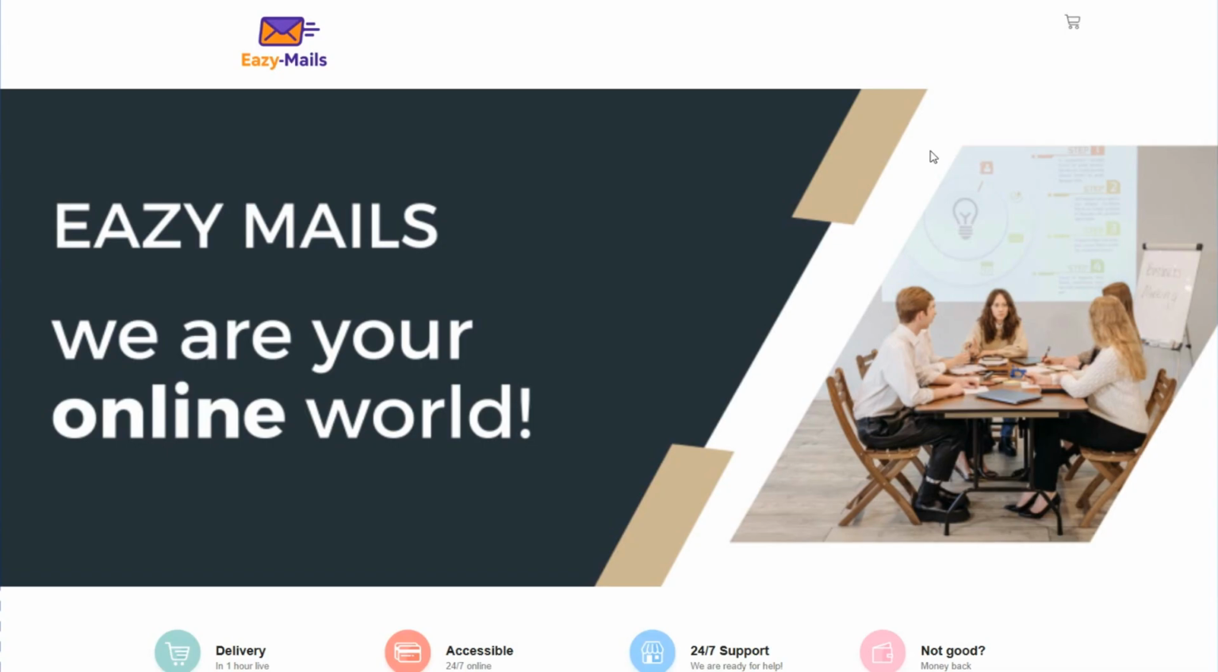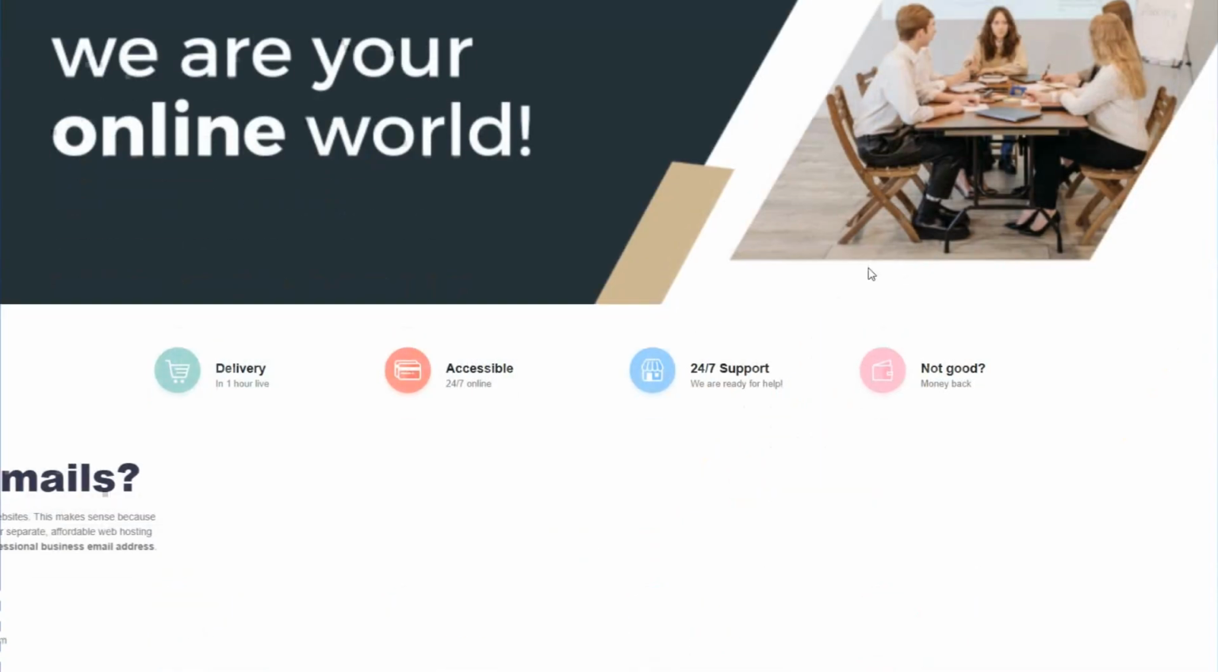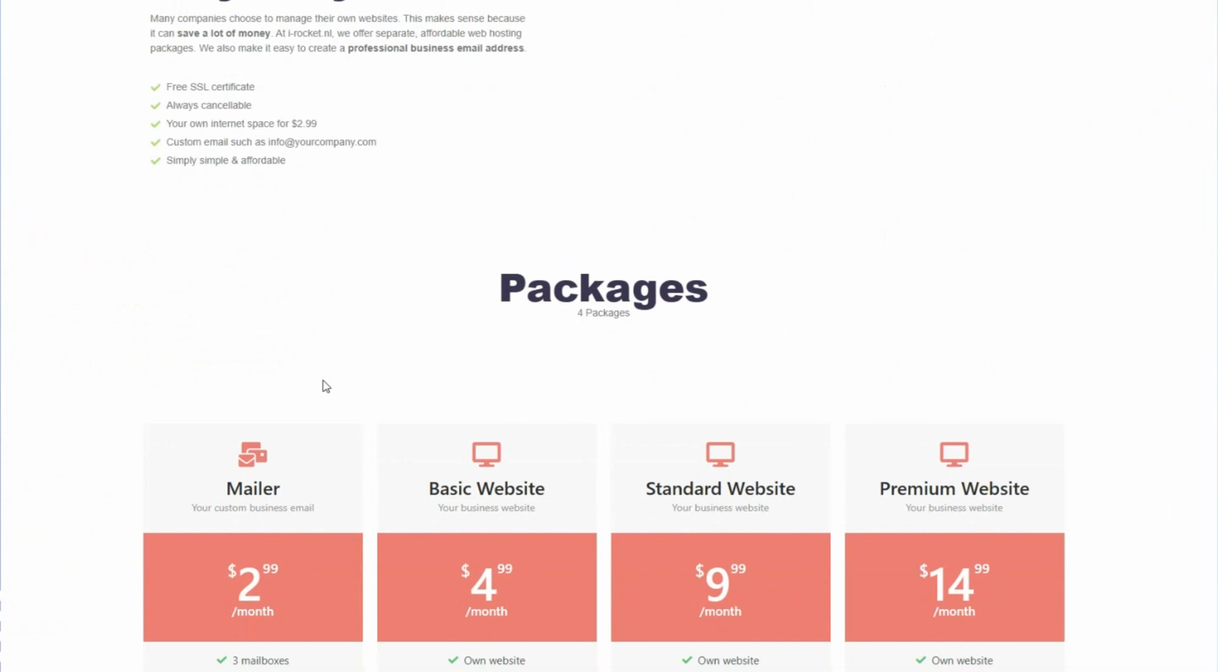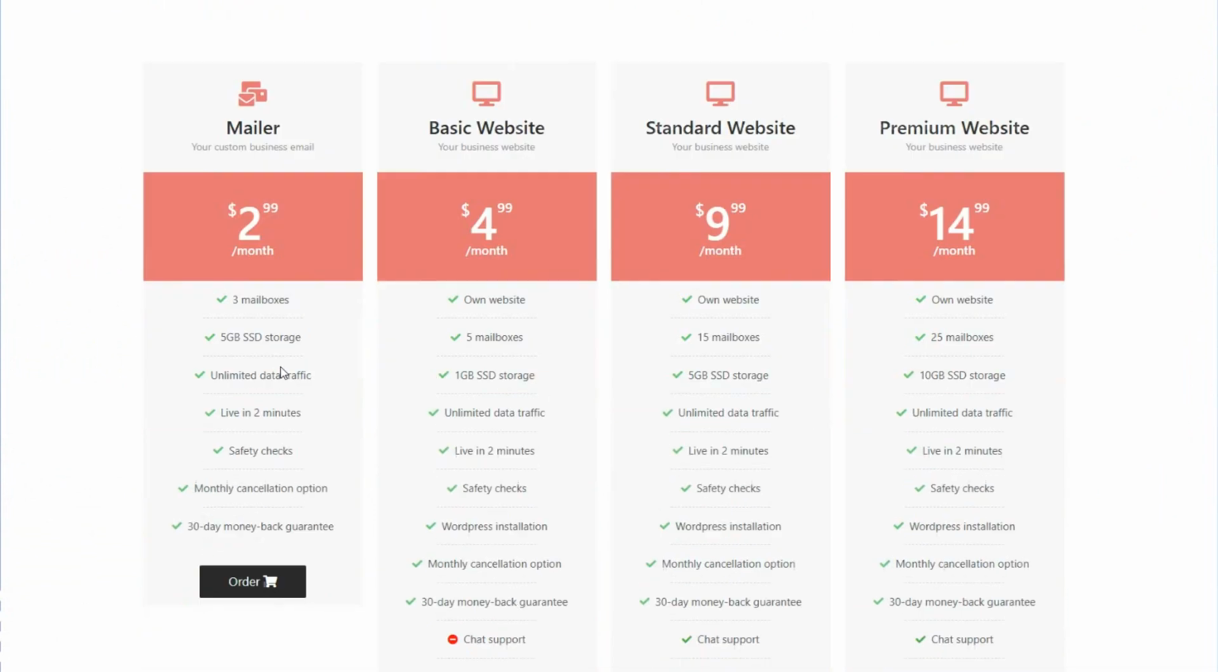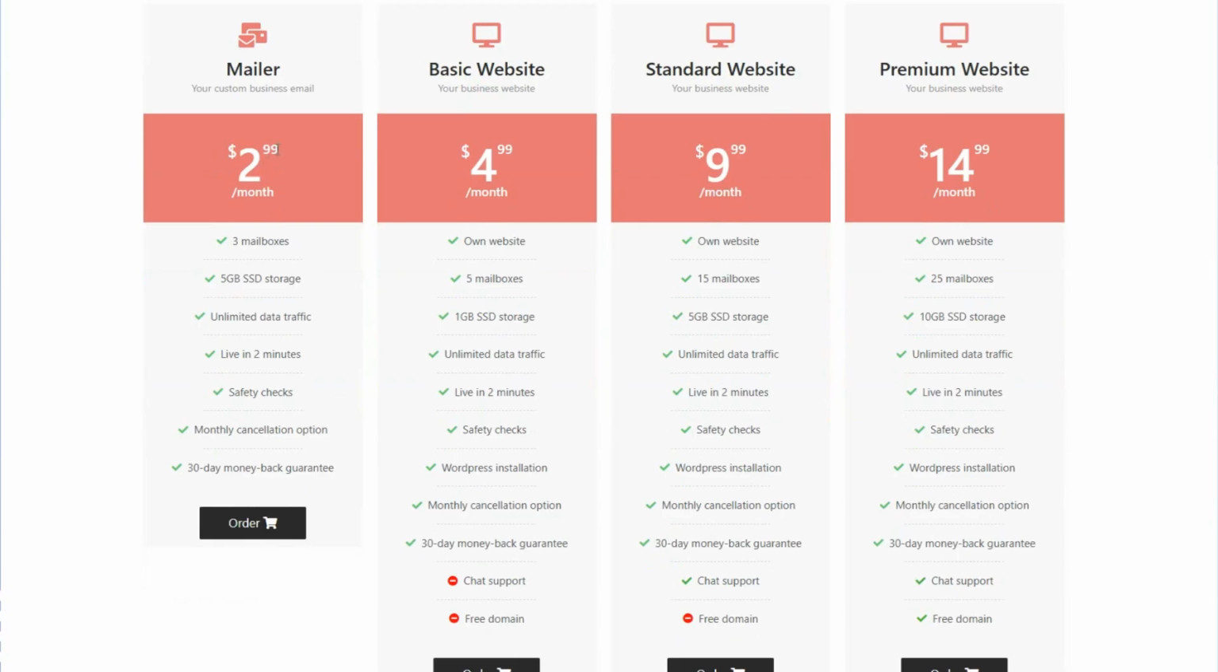Well, now that you are on this email site, just scroll down and you will find the packages here. We will use this one, which is Mailer. This one offers you a price of $2.99 per month.